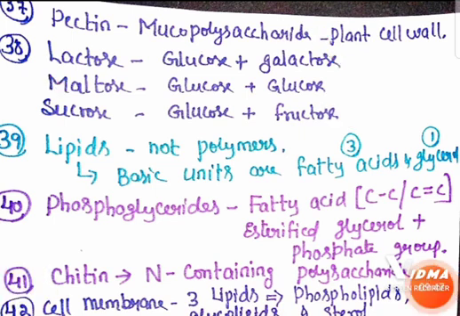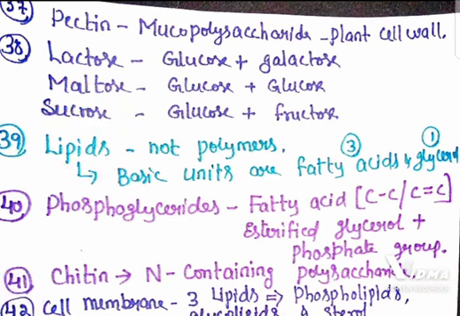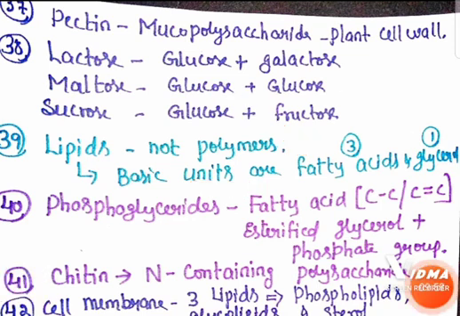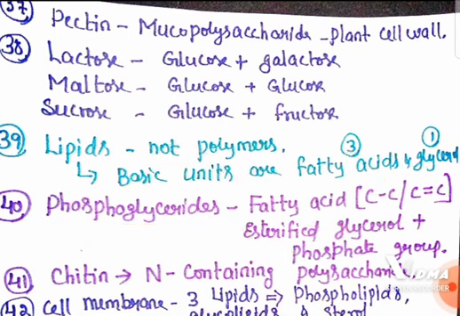And among the biomolecules, lipid is not a polymer. The basic units of lipid include 3 fatty acids and 1 glycerol. Whereas in phosphoglyceride, the fatty acid may be saturated or unsaturated, that is esterified with glycerol. In addition to that, it has a phosphate group.